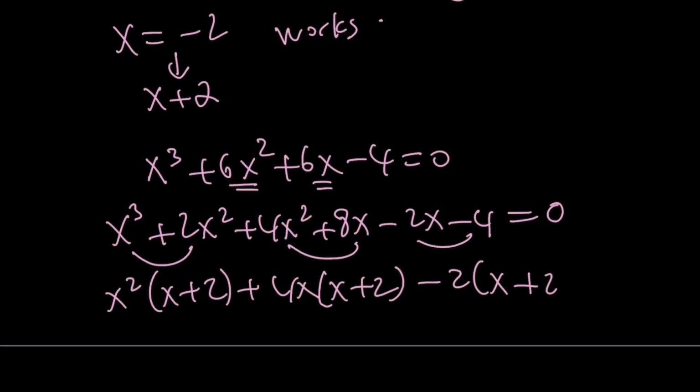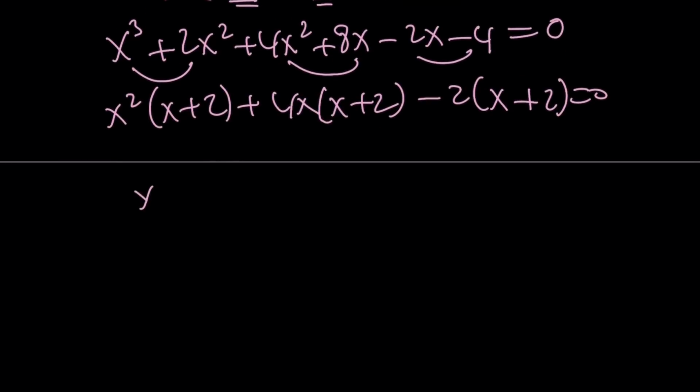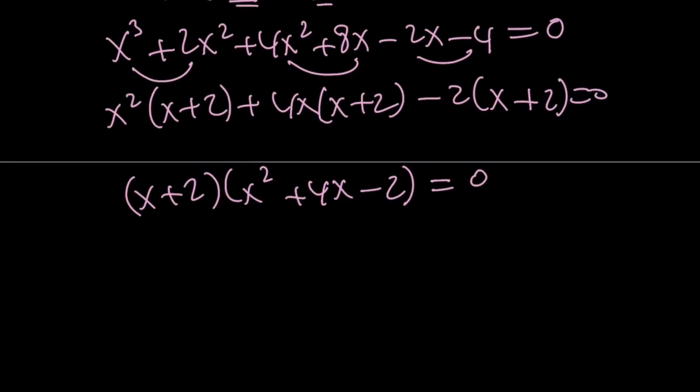The rest is fairly easy, and we're going to take out an x plus 2 because we already knew that. That was a factor, but this helps us find the other factor. If you like long division or synthetic division, you can do that as well. So from here, it's obvious that x equals -2, one of the solutions.